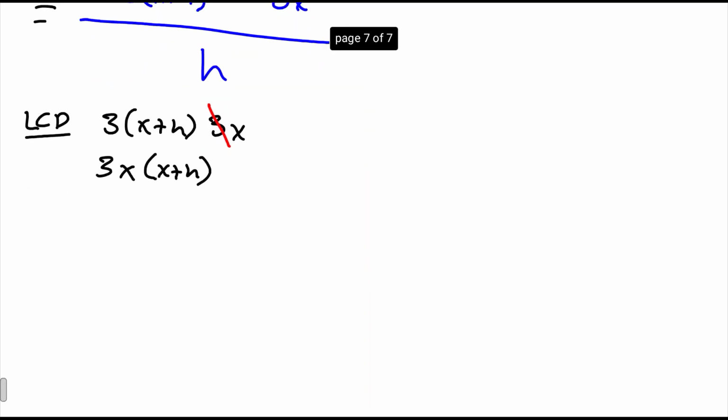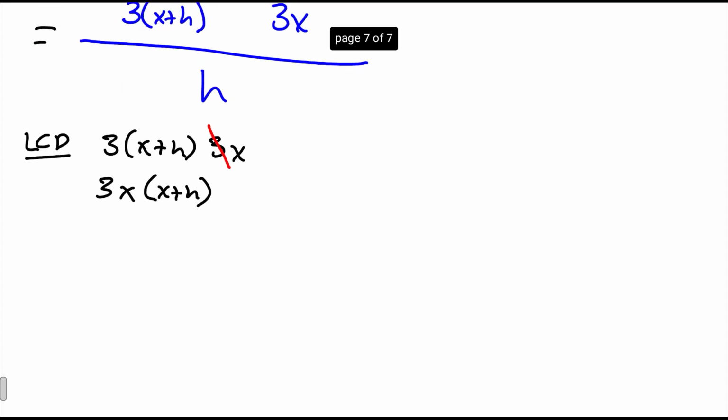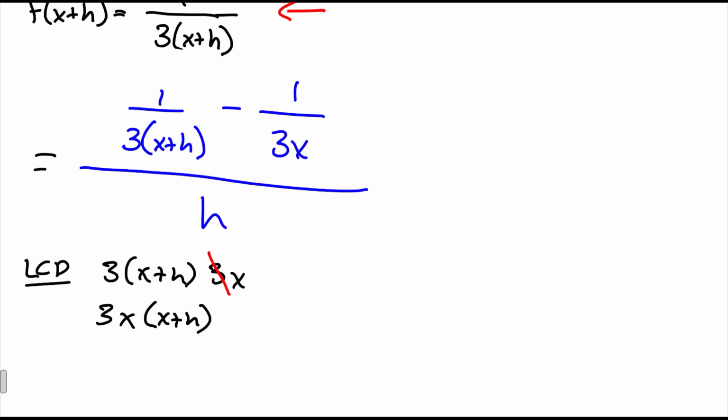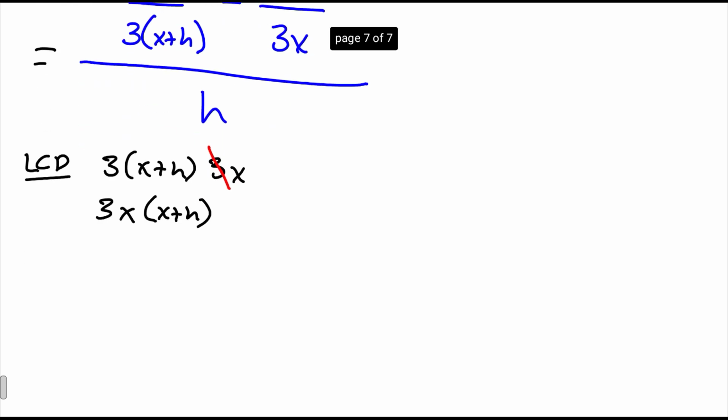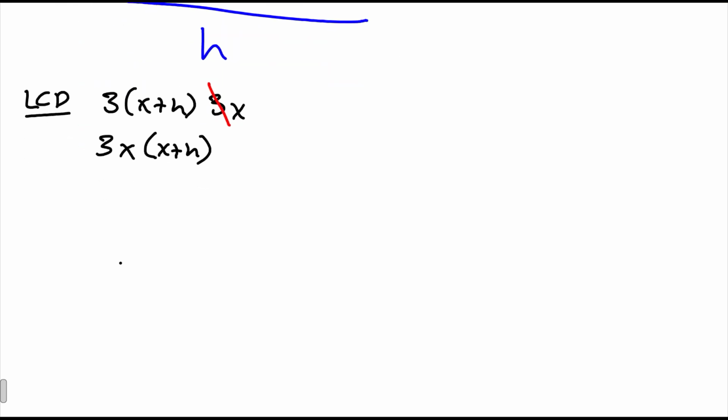So now we can rewrite the top parts of our fraction here, the 1 over 3 times x plus h and the 1 over 3x. We can rewrite that with a denominator of 3x times x plus h. Let's go ahead and figure this one out because this is going to be a tricky one. So that's going to be something over 3x times x plus h, minus something over 3x times x plus h.